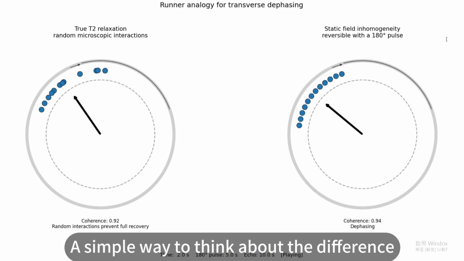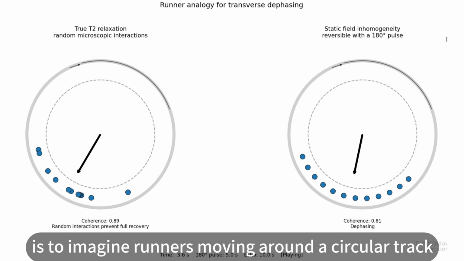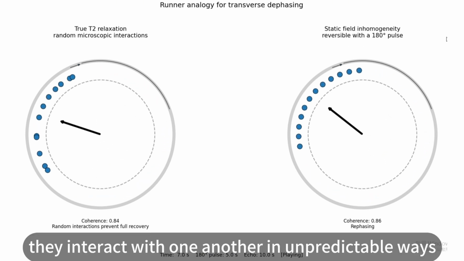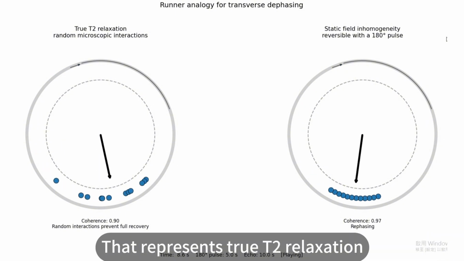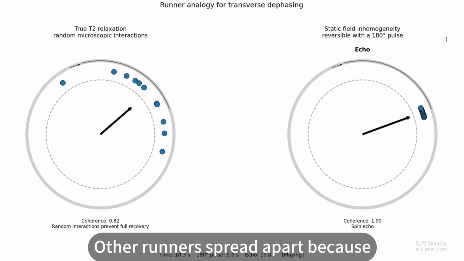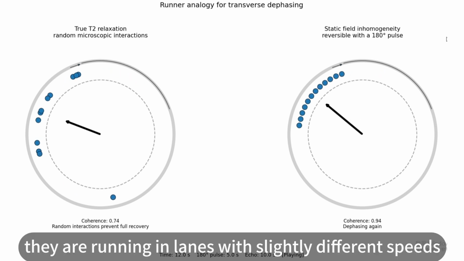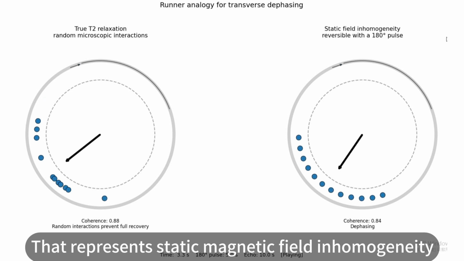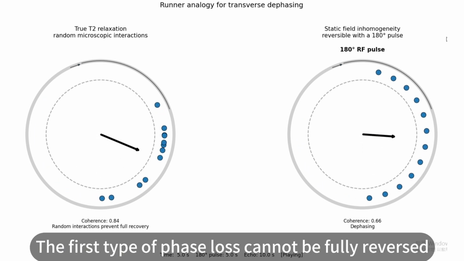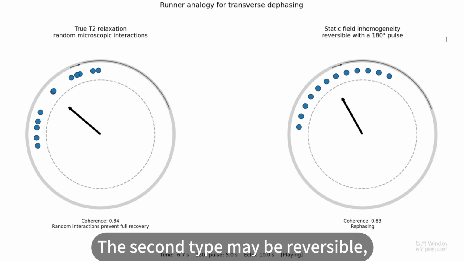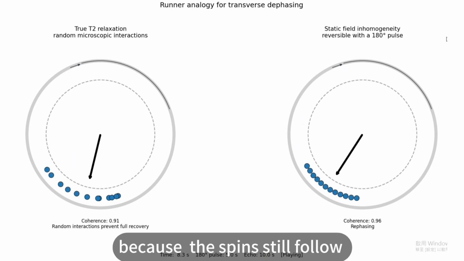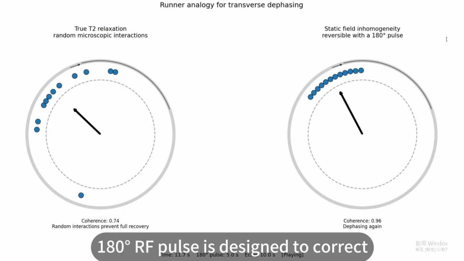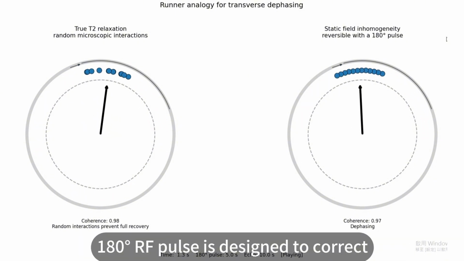A simple way to think about the difference is to imagine runners moving around a circular track. Some runners spread apart because they interact with one another in unpredictable ways; that represents true T2 relaxation. Other runners spread apart because they are running in lanes with slightly different speeds; that represents static magnetic field inhomogeneity. The first type of phase loss cannot be fully reversed. The second type may be reversible, because the spins still follow a predictable frequency difference. This reversible component is exactly what the 180-degree RF pulse is designed to correct.